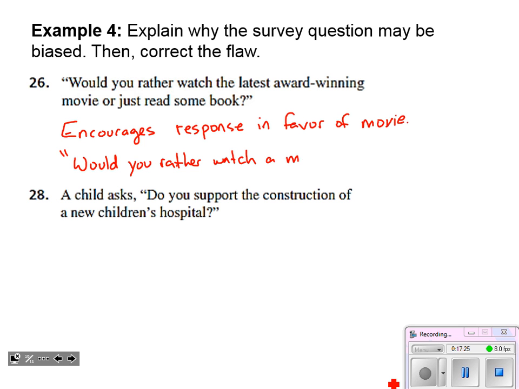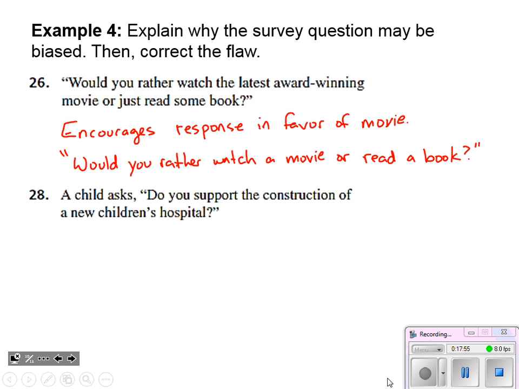watch a movie or read a book? So just by rewording the question there, we get rid of all those adjectives like latest, award-winning, or just some. And you kind of pare that question down into something simple. The reader is not encouraged to answer one way over the other.